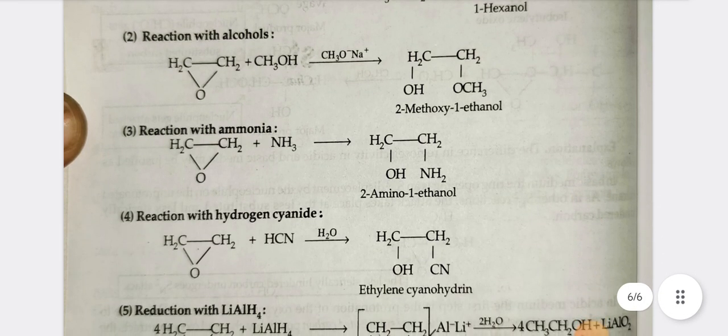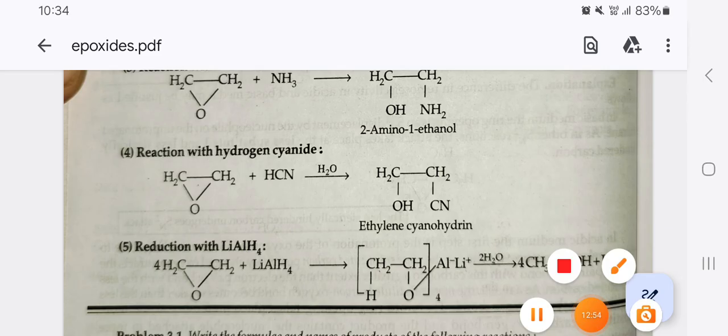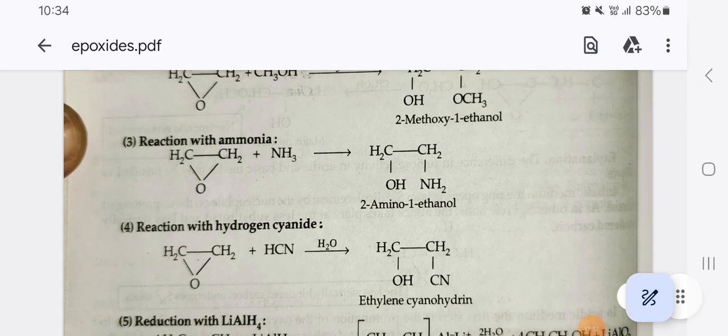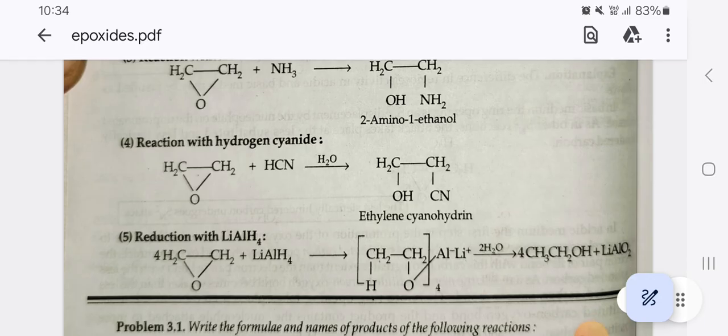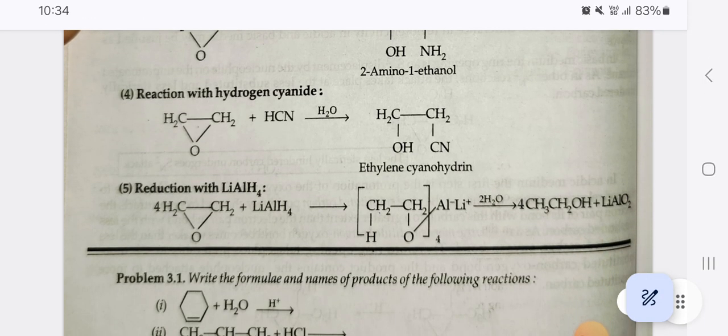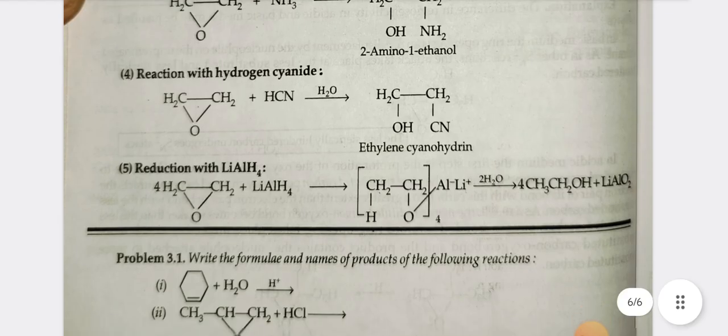Reaction with alcohols. CH2OCH2 plus CH3OH in the presence of CH3ONa will give CH2OHCH2OCH3, which is 2-methoxy-1-ethanol. Reaction with ammonia. CH2OCH2 plus NH3 will give OHCH2CH2NH2, which is 2-amino-1-ethanol. Fourth, reaction with hydrogen cyanide. CH2OCH2 plus HCN in the presence of H2O will give CH2OHCH2CN, ethylene cyanohydrin.